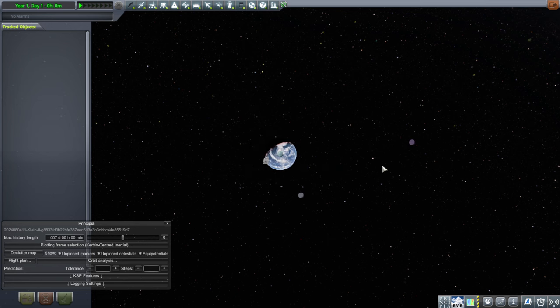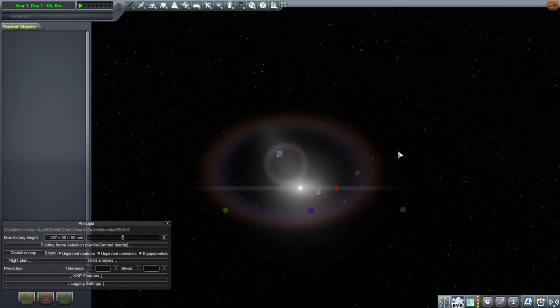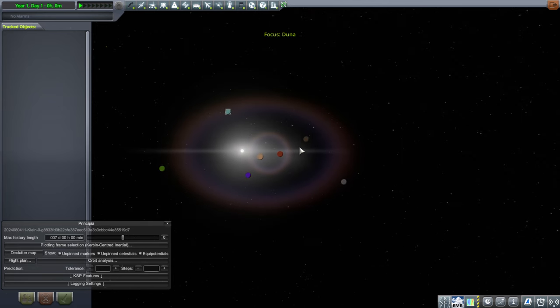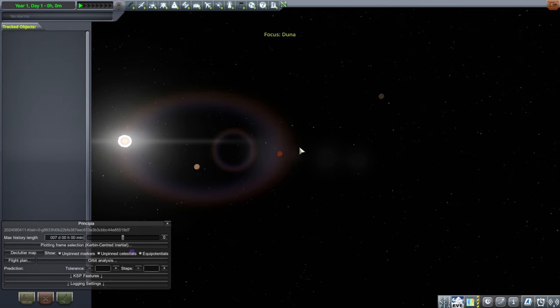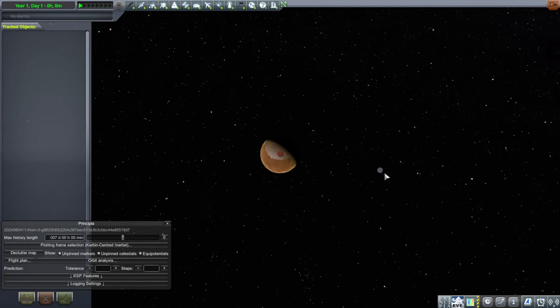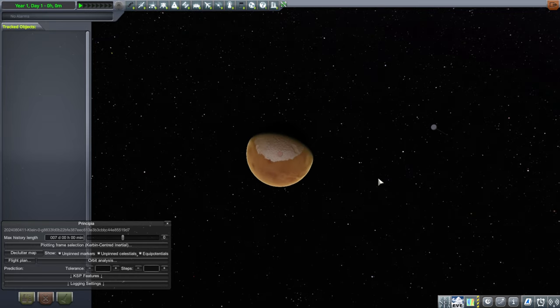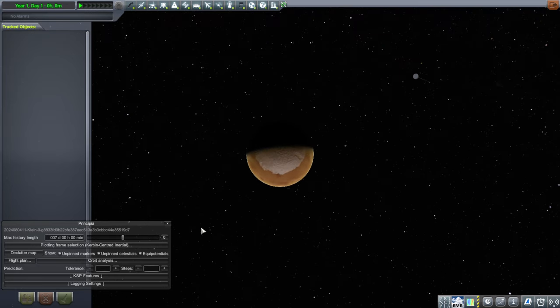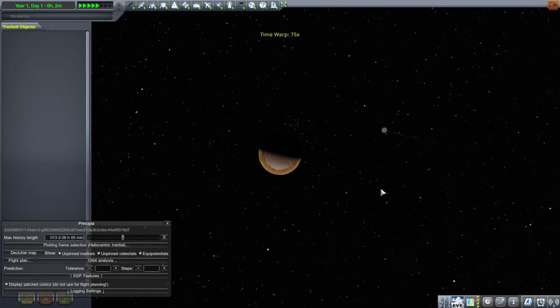Okay, so we have the moon and Minmus, but apparently we lost Minmus at some point. So this is why you can't have Principia. But it's interesting to see what happens. And Ike was there, a fair distance away too, I might add. So let's see what happens to Ike over time. Well, we still don't get the orbits around here. We'll just have to visualize it.